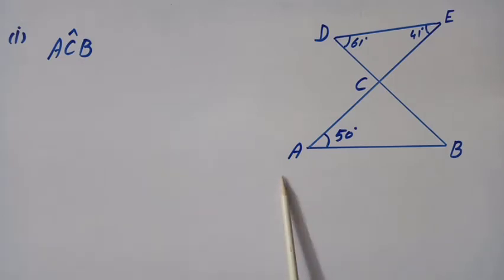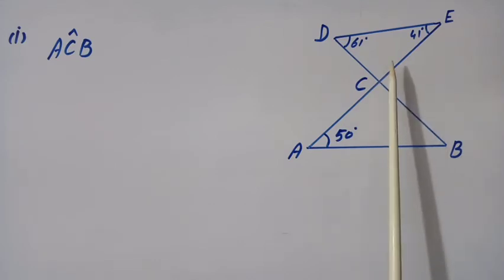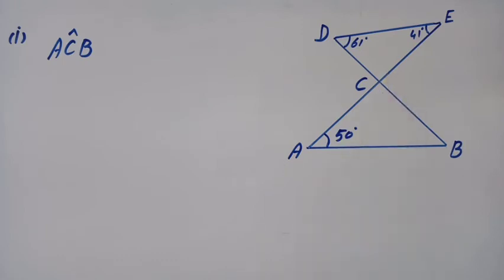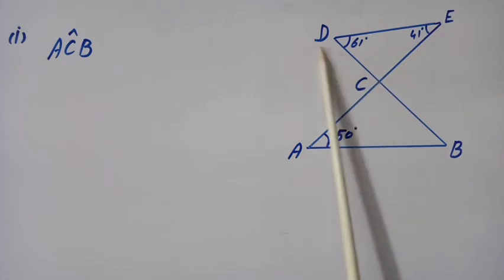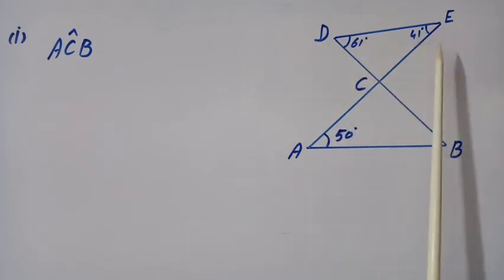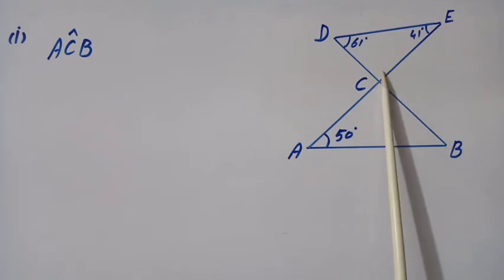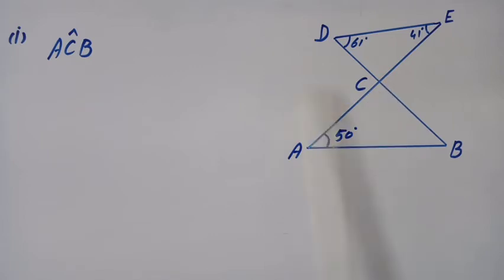This ACB is equal to DCE because of vertically opposite angles. These two angles are equal in measurement, and we can easily find out this one angle DCE. Considering the triangle CDE, we will find out this third unknown angle, and then due to vertically opposite angles we can easily find out the required angle ACB, right?